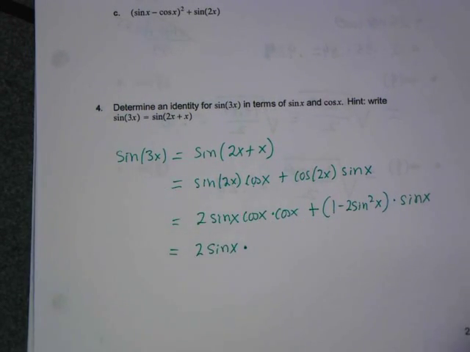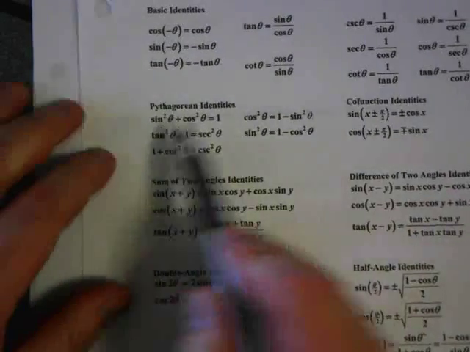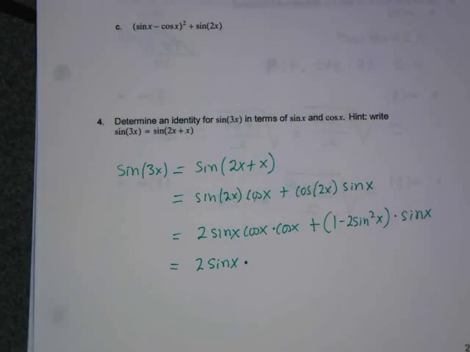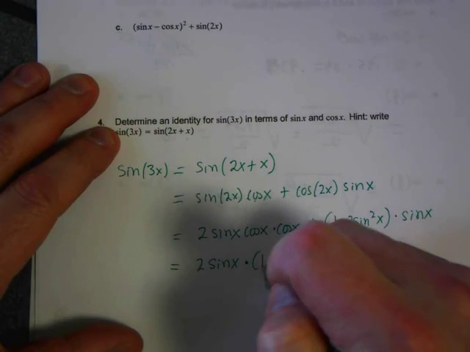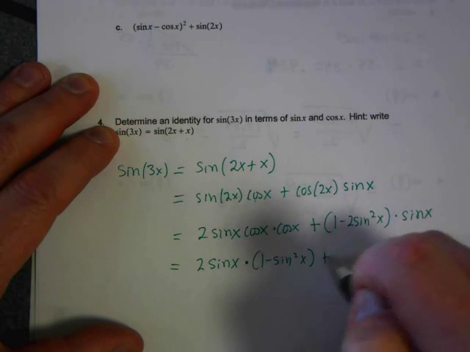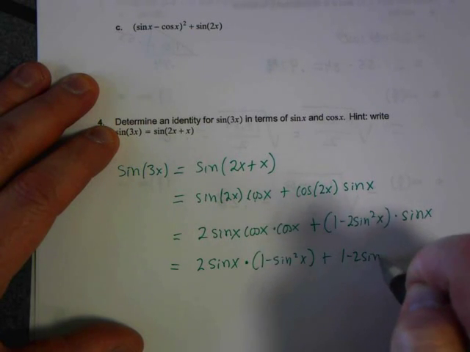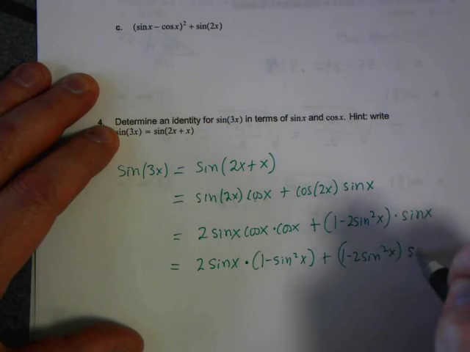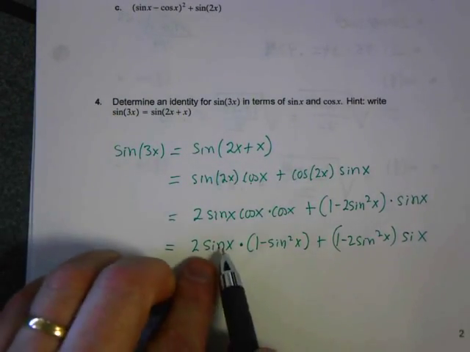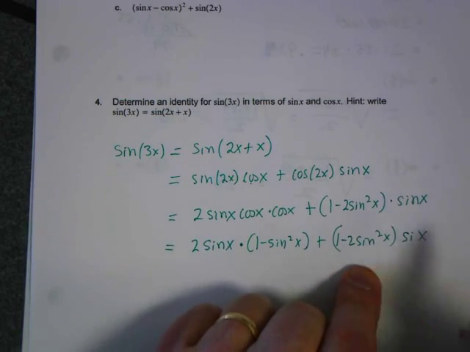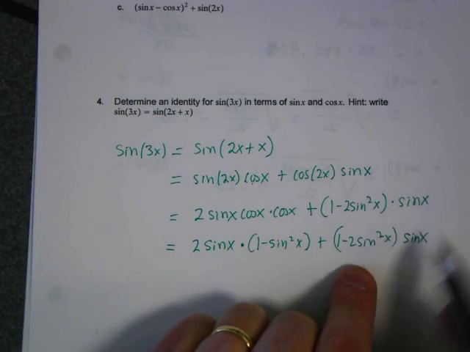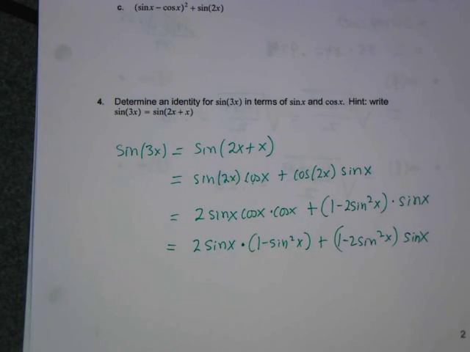1 minus sine squared. That's one of my Pythagorean identities. Cosine squared is 1 minus sine squared. So I can write this as 1 minus sine squared x plus 1 minus 2 sine squared x times sine x. And then finally, I'm going to distribute here, and I'm going to distribute there. Oops, I wrote 6 instead of sine x. Distribute here, distribute there, and then combine up all my like terms and see what I have.